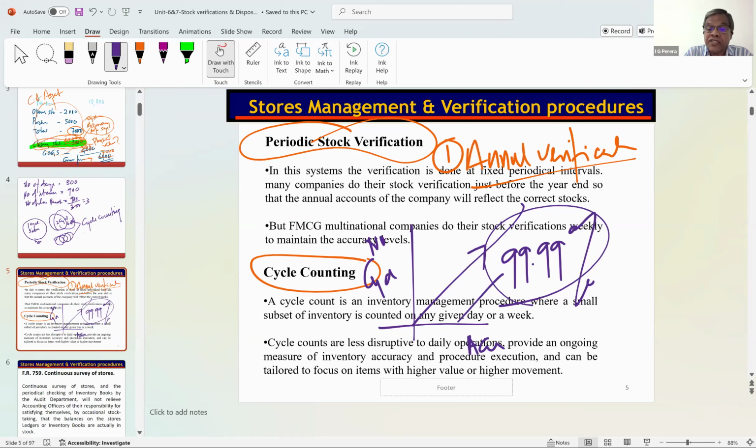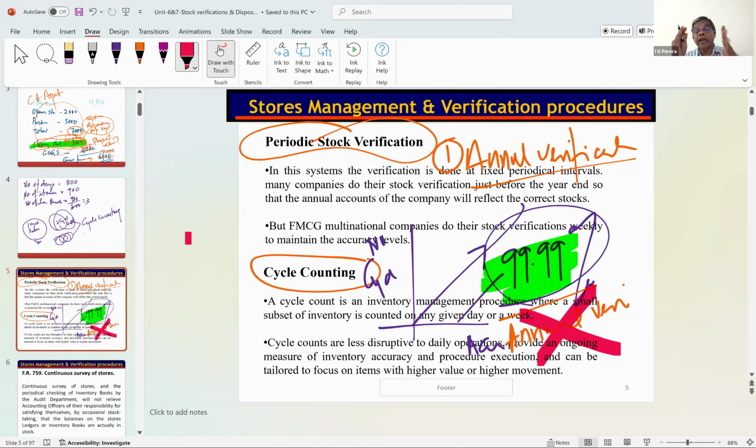If you can maintain this stock accuracy, 99.99% or above 99%, you can prove it to auditors, you can prove it to your financial controllers, and you can request them not to have annual stock take. Annual verification is actually not required if your stock accuracy is 99.99%. Believe me, we have done it.